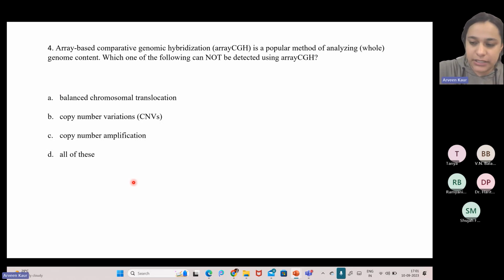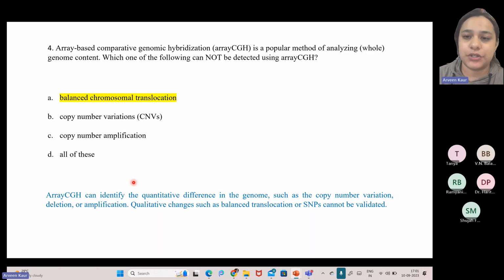Okay, so in this particular question, the answer is balanced chromosomal translocations. So array CGH can identify the quantitative differences in the genome. Okay, so quantitative differences such as how much a particular gene is amplified, how much copy number variations are present, or if there is an insertion or deletion, but it cannot assess qualitative changes such as balanced translocations or single nucleotide polymorphisms, and it cannot validate these things.